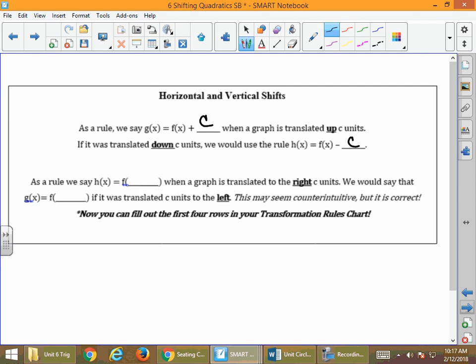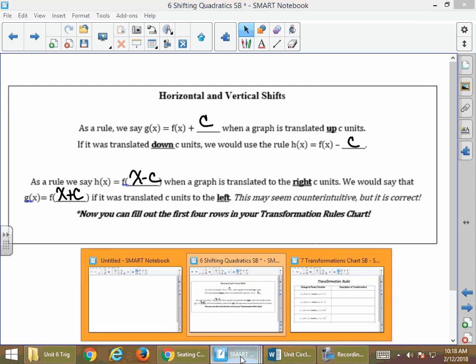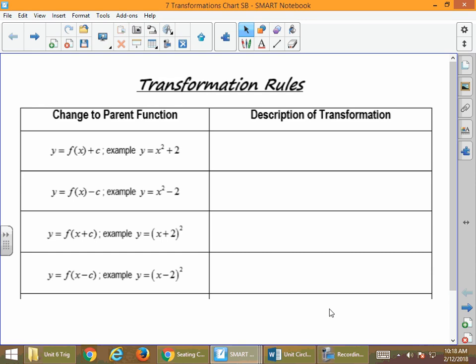What we just learned a moment ago is that we moved left, and our equation was x plus 2. So when we translate to the left, this is going to be f of x plus c. But when we move to the right, it's going to be f of x minus c. And now we're going to fill in our transformations rules chart. That's another paper that you have in your hands. The first 4 values.